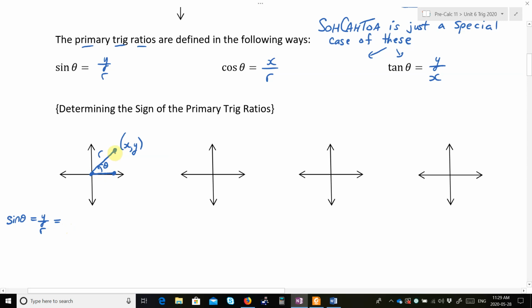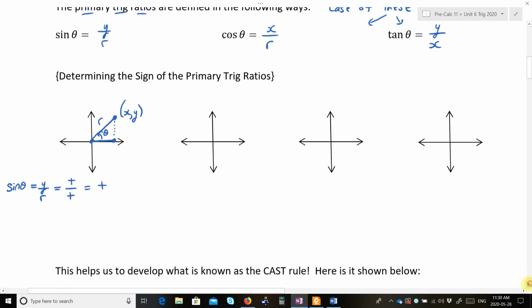And so in the first quadrant, if we have the angle like this, notice that the y-coordinate is up there. It's above the x-axis, so the y-coordinate is positive. And r is the radius of the circle. It comes from x squared plus y squared, and so r is always going to be positive. So what we're going to get for sine theta is a positive divided by a positive, which would give us a positive result. Okay, so sine theta is positive.